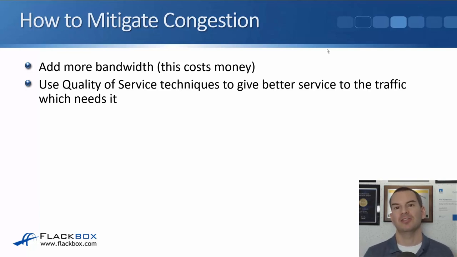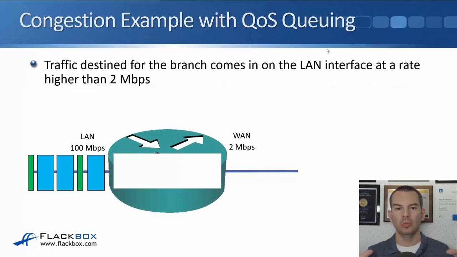That outside interface is connected through your service provider, and the more bandwidth you want, the more money they're going to charge you for it. So another way that we can help mitigate congestion is by using quality of service techniques. And what quality of service does is it gives better service to the traffic that needs it. So what we're going to do now is configure queuing on our router, and give better service to our voice packets.